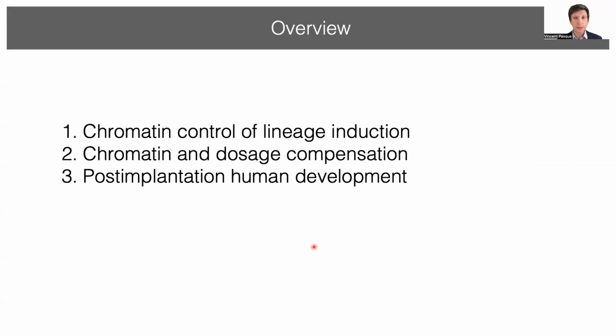So what I'm going to do is I'm going to take you to three exciting pieces of work. The first is on chromatin control of lineage induction early in mammalian embryogenesis. The second is on chromatin and dosage compensation in mammals. And the third is on post-implantation human development, where I will tell you that we have identified a way to isolate the missing cell type.